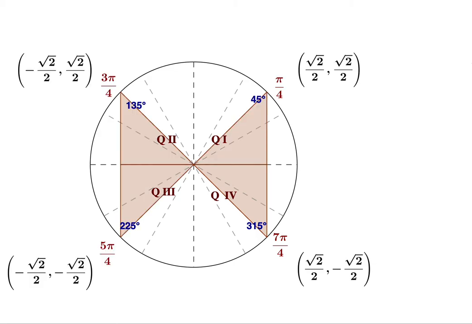Okay, and those are the positions. So we need to get to know those angles: 3 pi over 4, 5 pi over 4, 7 pi over 4.